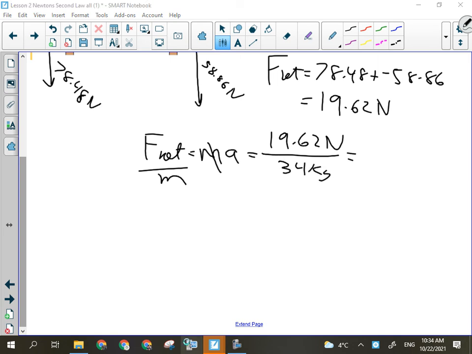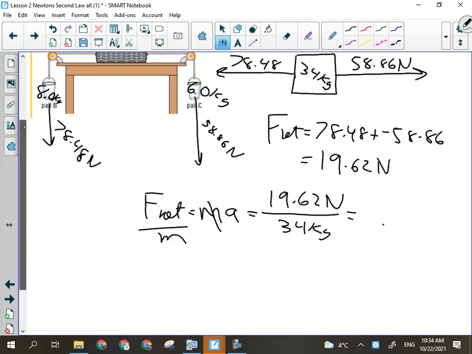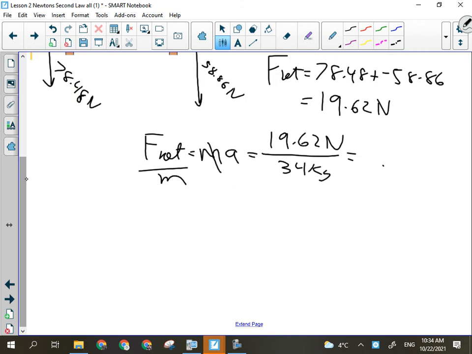What did that come out to? 0.577. That sounds about right. 0.57, and we have two significant digits here, so 0.58. 0.58 meters per second squared. There's the acceleration of the system.